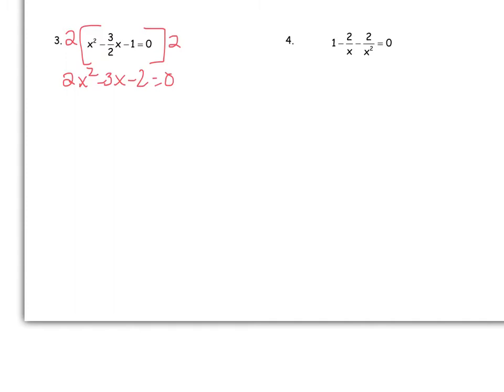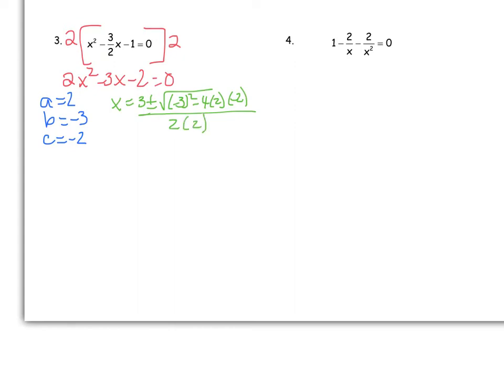2x squared minus 3x minus 2 equals 0. Now my a is 2, b is negative 3, and c is negative 2, and it's just like the ones up above. So x equals 3 plus or minus the square root of negative 3 squared minus 4 times 2 times negative 2 all over 2 times 2. One of the things that I want to emphasize too is to treat the minus 4ac as another negative sign.